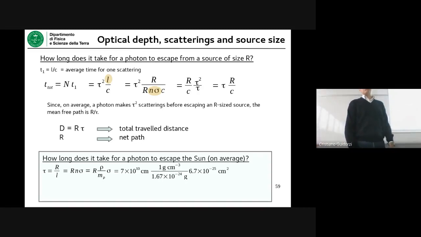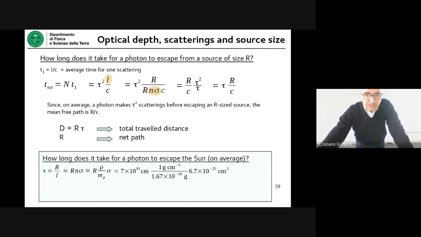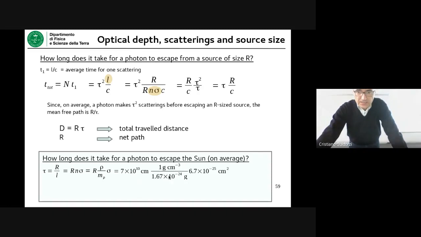So this is typical, roughly speaking, the average mass density of the sun. As I was telling you, R is the radius in centimeters of the sun, and the mass of a proton in grams, of course, is 1 over Avogadro's number, if you want. So, 1.67 times 10 to minus 24 grams.